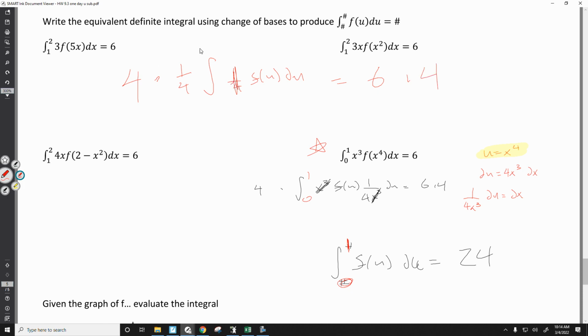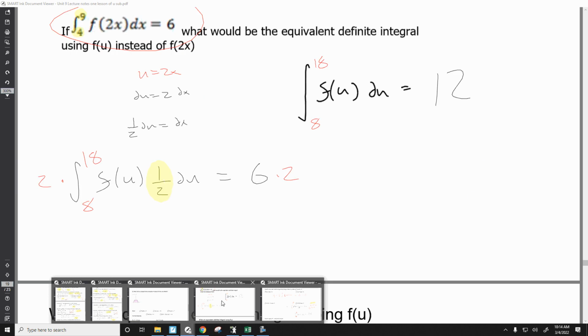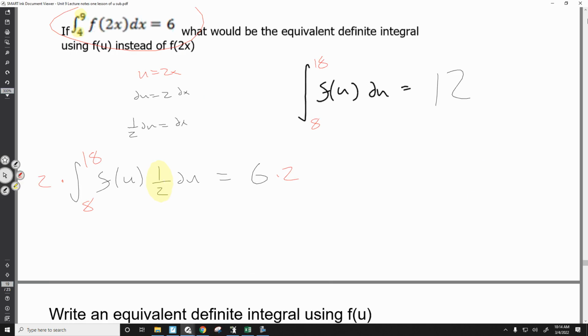Wait, so when does the range, what is it called? The two numbers in the integral, when do those change? They change when it's like 2x, 4 to 9. This turns into 8 and 18. Yeah. So, how come it doesn't change here? Because it's 0 to 1 and, oh, u equals x to the 4th. It's not 1/4 x. No, it's u equals x to the 4th. Yeah. All right.